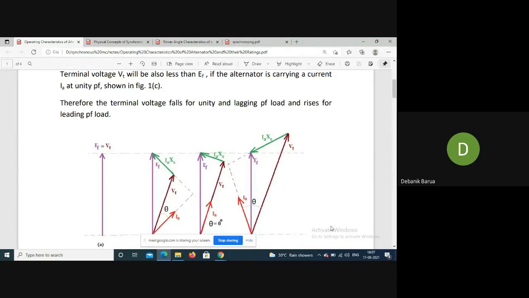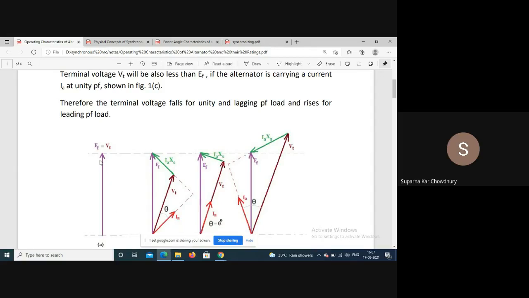Okay, we will discuss some operating characteristics of alternators. Now, actually, this is basically the external characteristics. You have studied the DC generator and its external characteristics for different connections, that is shunt, series, compound. Basically, the external characteristic is the change in terminal voltage with load. So, what happens in case of an alternator?